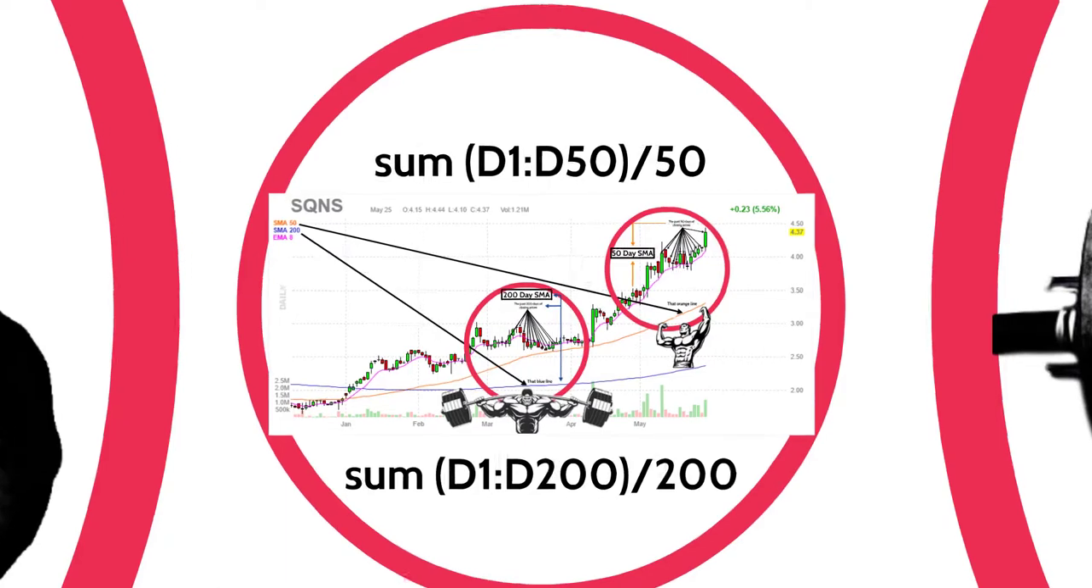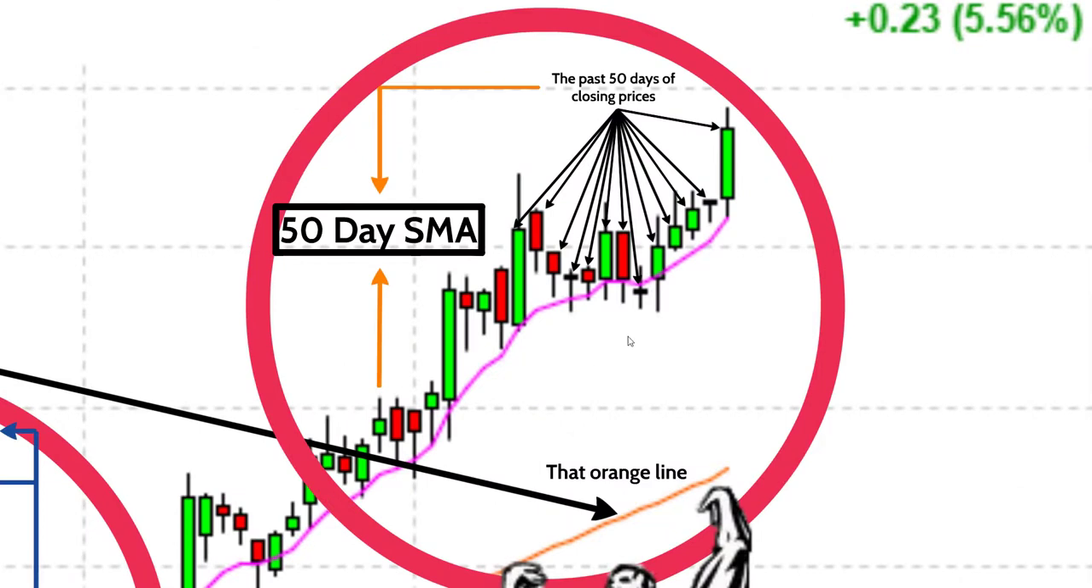So here's what it looks like. The 50-day SMA is this orange line right here. And the 50 days is comprised of the past 50 days of closing prices. So bing, bing, bing, bing, bing, bing, bing. Those are all added up over 50 days and divided by 50. That's your 50-day moving average.